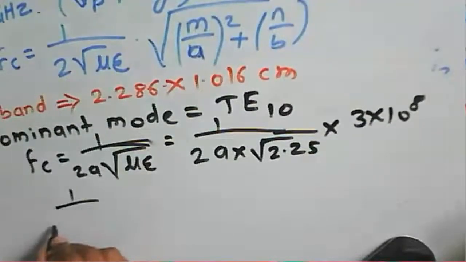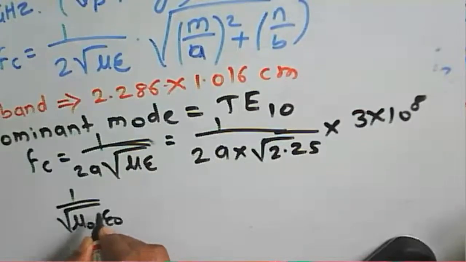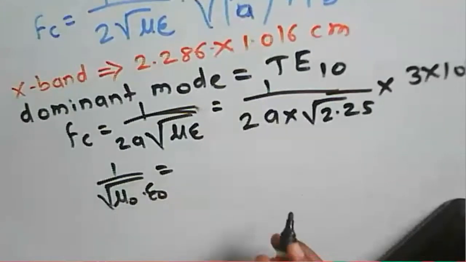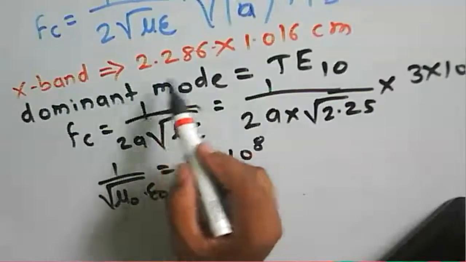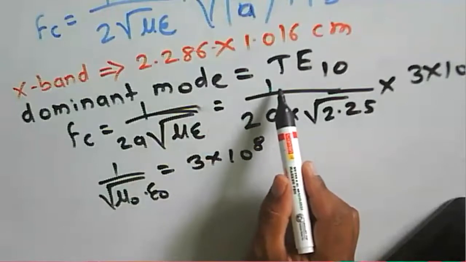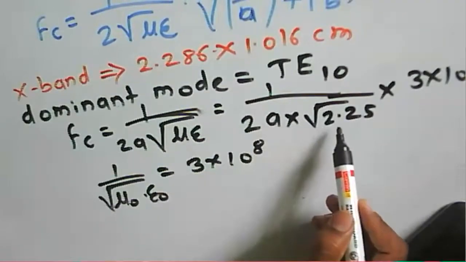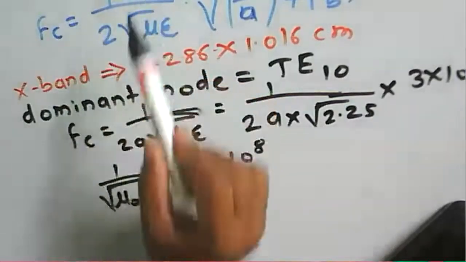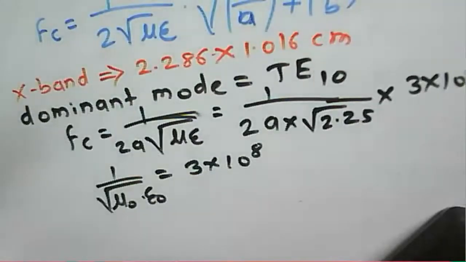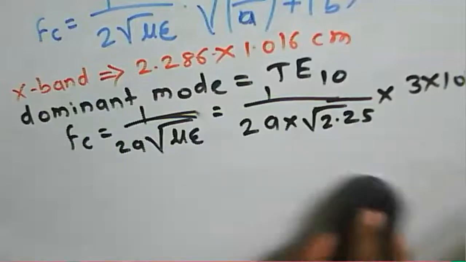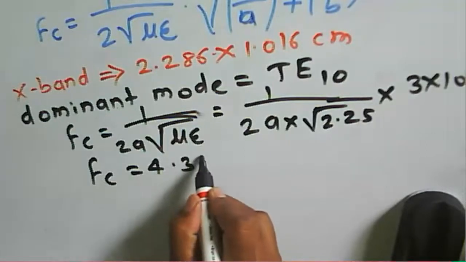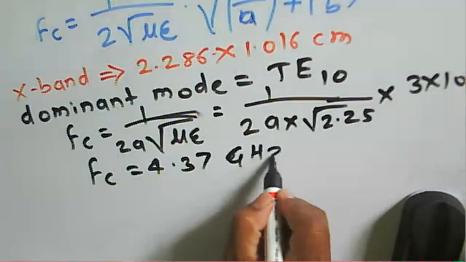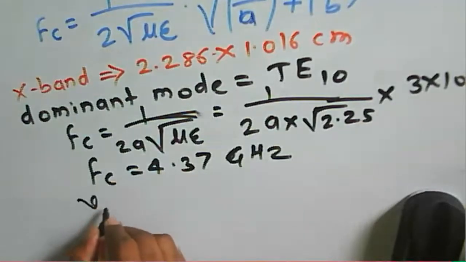What do you mean by that? If you consider mu 0 epsilon 0, then 1 by root of mu 0 epsilon 0 becomes 3 into 10 to the power 8. a is 2.286 centimeter. Means here it will be 3 into 10 power 8 by twice a and root of 2.25. Why 2.25? That is for the given epsilon. And then we find the cutoff frequency. After solving this, fc will be 4.37 gigahertz.